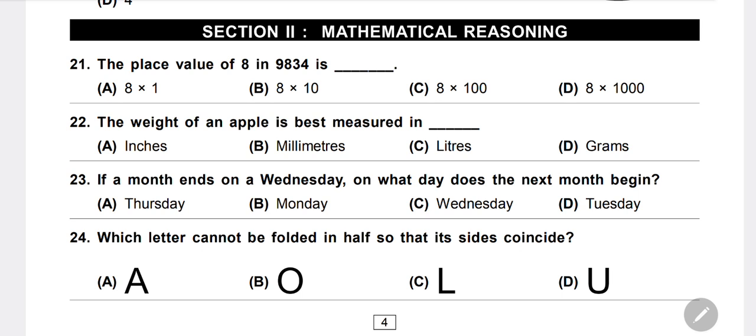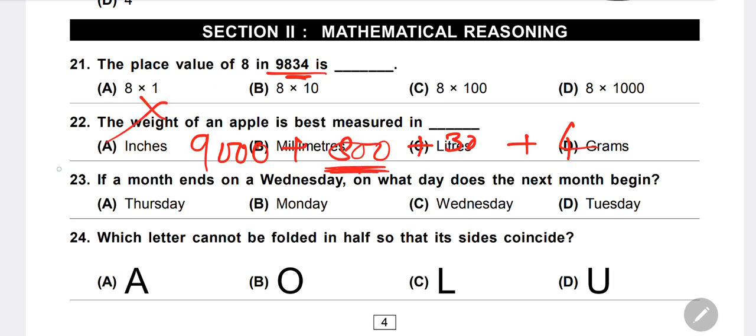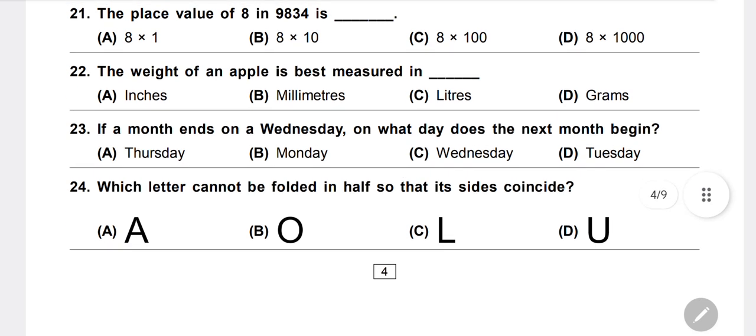This is the place value of 8. When you write this number 9,834 in expanded form, it is 9,000 plus 800 plus 30 plus 4. So what is the place value of 8? It is 800, so it is 8 multiplied by 100. Not 8 into 1, not 8 into 10, not 8 multiplied by 1000. This is our answer: 8 multiplied by 100. Clear? Now come to the next question.